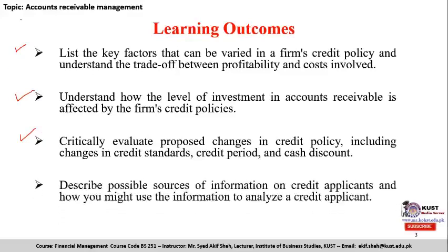So the final learning outcome under the account receivable management is to describe the possible sources of information on the credit applicant. After listening to this lecture, you will be able to know what could be the sources of information for a company to have on a credit applicant when they approach the company for purchasing their commodity on credit basis. The company will use certain sources of information, and what those are will be discussed shortly in this lecture, and this is the primary learning outcome of this lecture.